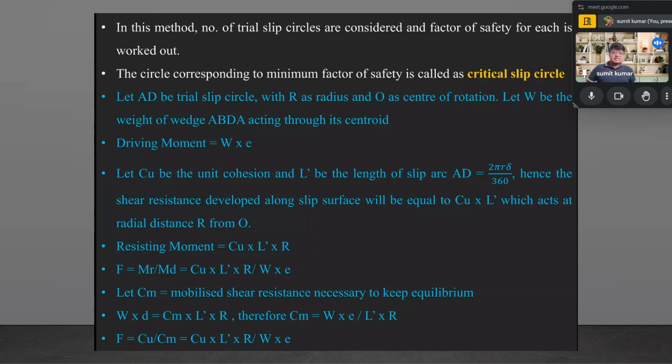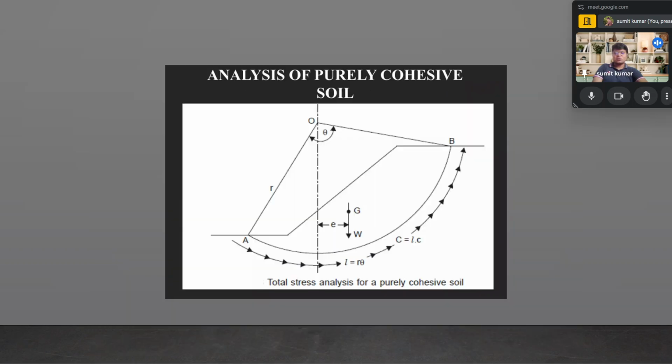Now, for this section only, the driving moment is W into E. Let us assume Cu is the unit cohesion and L is the length of the slip arc. So, the arc length is 2 pi R into delta upon 360. Hence, the shear resistance developed along the slip surface will be Cu into L, which acts at the radial distance R from O, which is clearly visible from this slide.